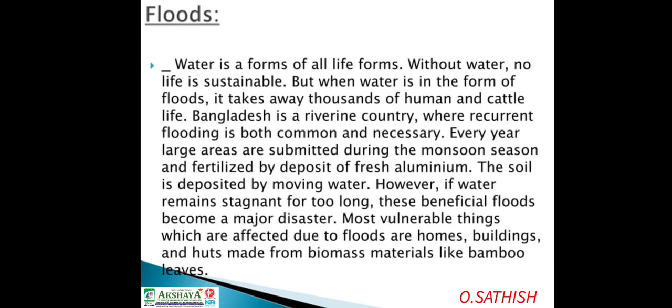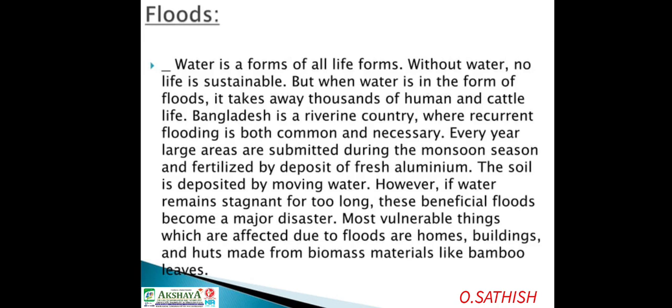For example, Bangladesh is a riverine country where recurrent flooding is both common and necessary. Every year, large areas are submerged during the monsoon season and fertilized by deposits of fresh alluvium. The soil is deposited by moving water. However, if water remains stagnant for too long, this beneficial flood becomes a major disaster.